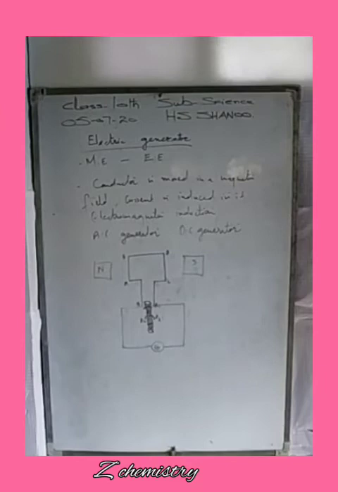Thus, after every half rotation, the polarity of the current in these arms changes. Or we can state that the current changes its direction after equal intervals of time, and it is called alternating current. And such generators are called AC generators.